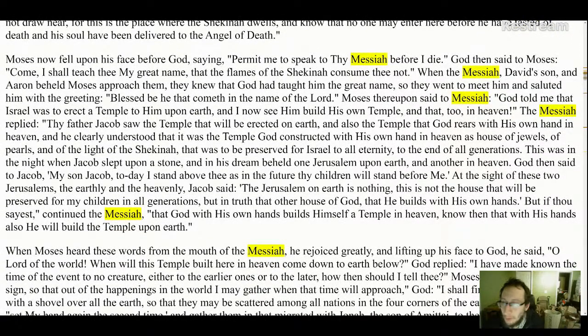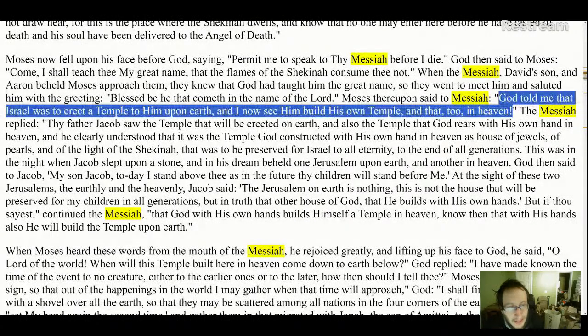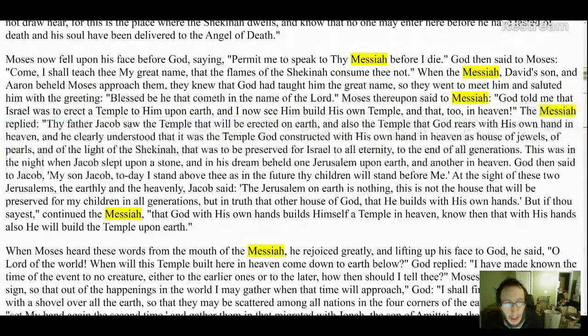And it says, God told me that Israel was to erect a temple to him upon earth. And now I see him build his own temple, and that too in heaven. This matches very closely to something the Temple Scroll says. Very interesting. And right here, the same thing also matches what the Temple Scroll says very closely.